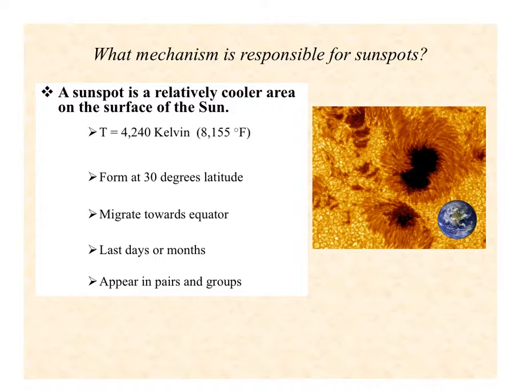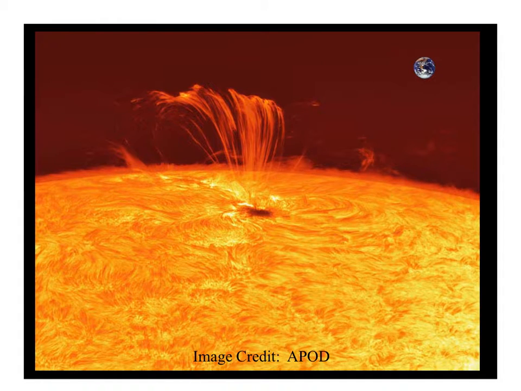These form at specific latitudinal bands, so about 30 degrees. So if we were to take a look at comparatively the Earth, there's about the equator. 30 degrees would be about where we are, so it's like mid-latitudes. And these migrate. They can last for days or months, and they often appear in pairs or groups, and they can fragment and split throughout their life cycle. So here is an image of a sunspot with a flare erupting from it.